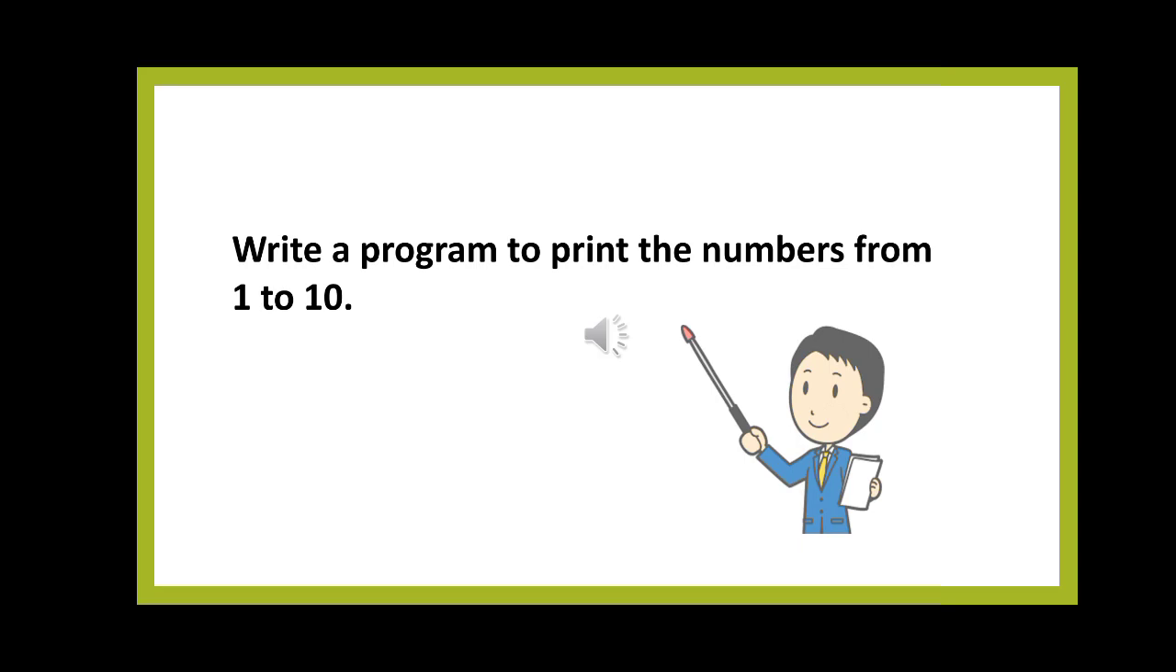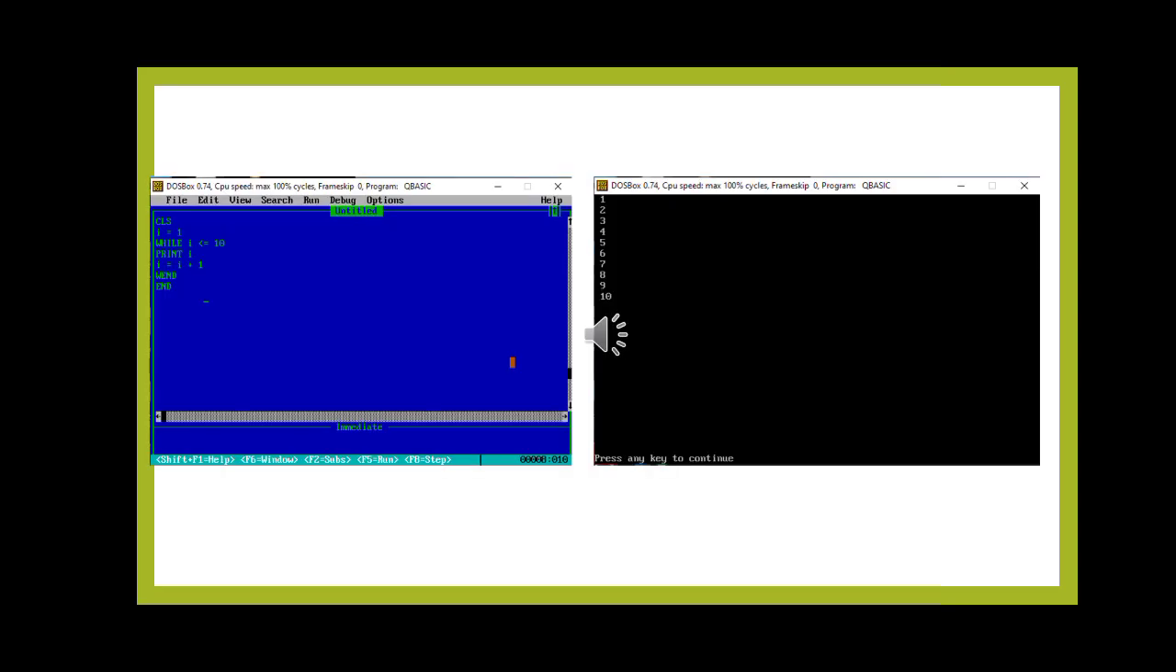Now our first program in while-wend is to print the numbers from 1 to 10. Have a look at the program. CLS, I equals 1, while I less than or equal to 10, print I, I equals I plus 1 and wend. See here, we have taken one variable I where we have put the value of I to be 1. The loop will continue as long as the value of I is less than or equal to 10.